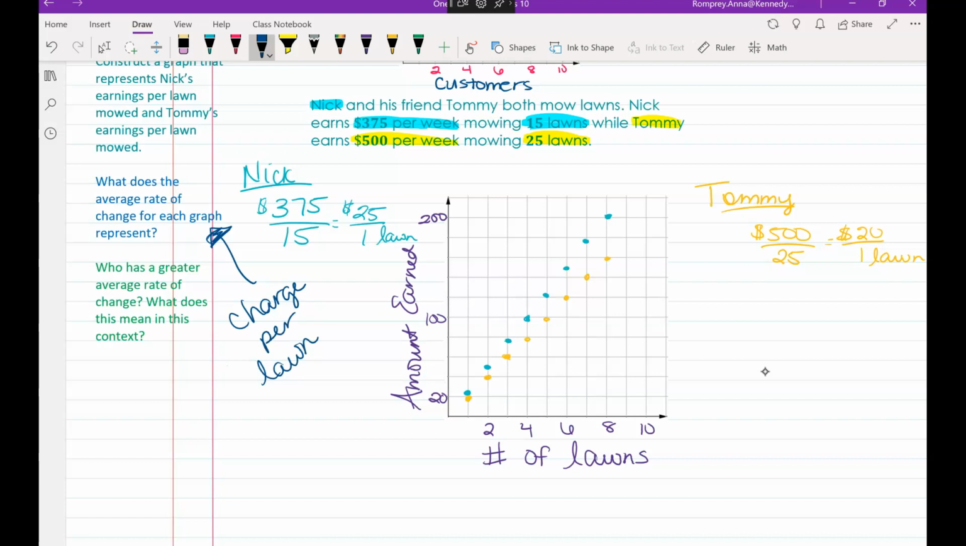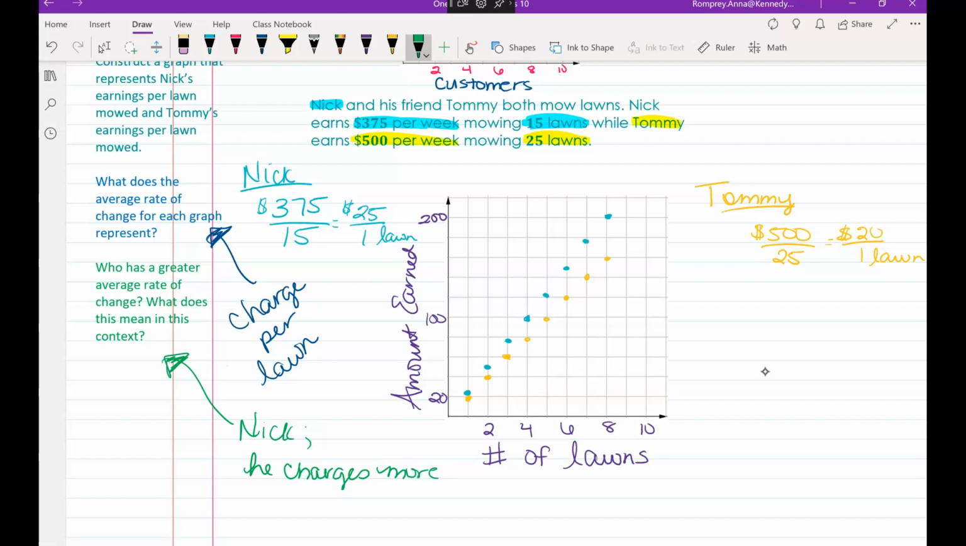So who has a greater average rate of change, and what does this mean in the context? So a greater rate of change is going to be Nick. And it just means that he charges more. So he's making more per lawn.